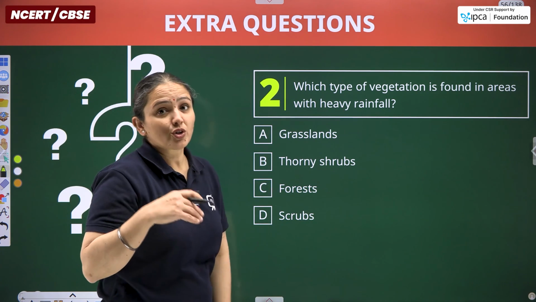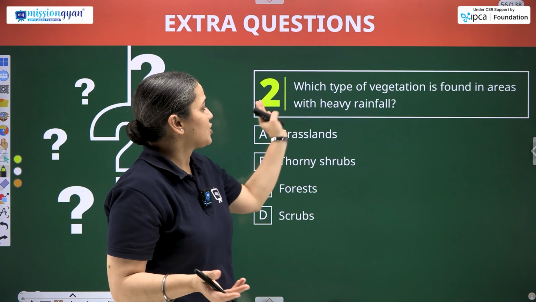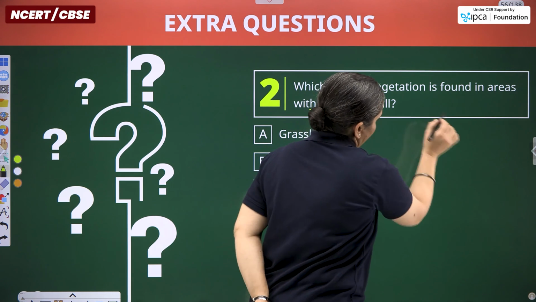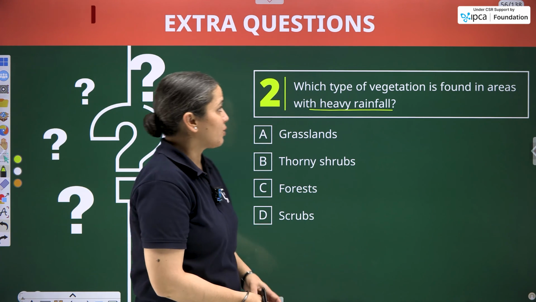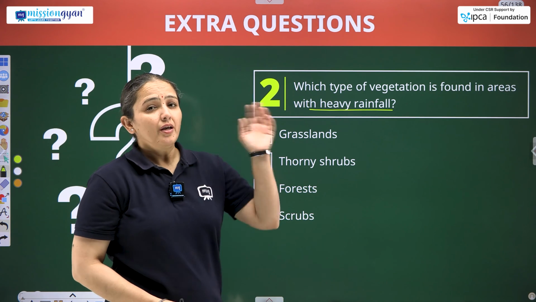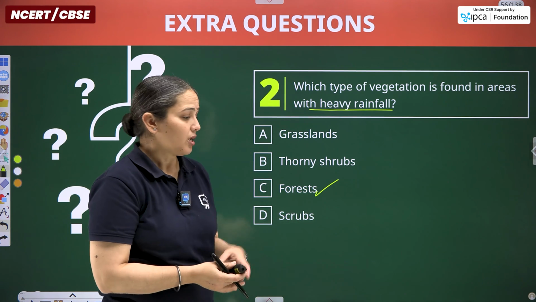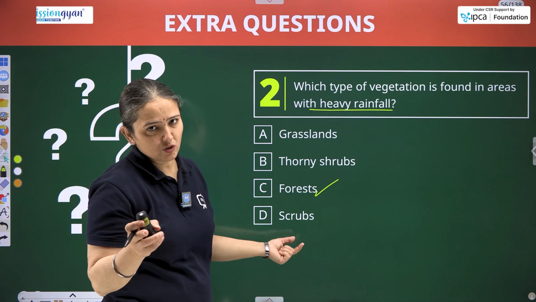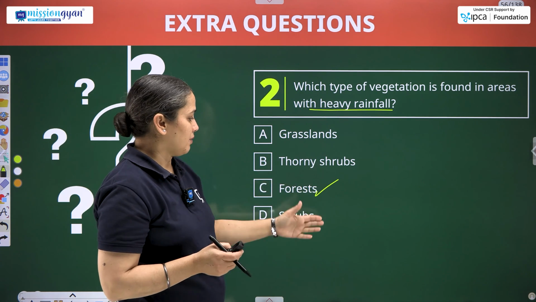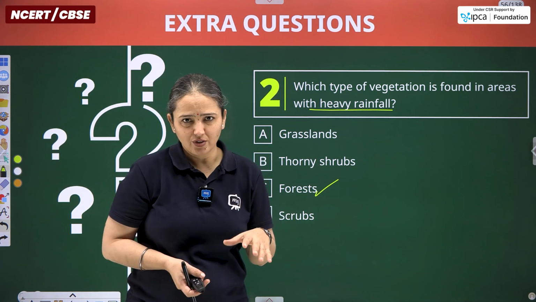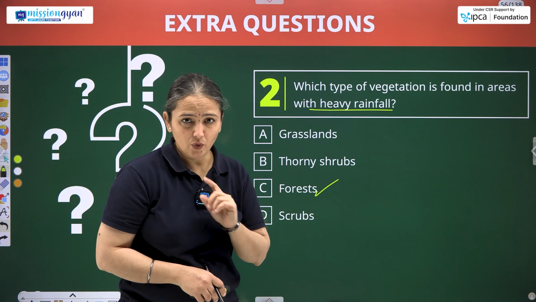And for the soil formation part also. Which type of vegetation is found in the heavy rainfall area? So we are talking about which type of vegetation. Heavy rainfall area. So we are going to take this option. Scrubs in the scarcity of water areas. Thorny in the same, likewise desert areas. Grasslands where less amount of water is there. So our answer is forest.